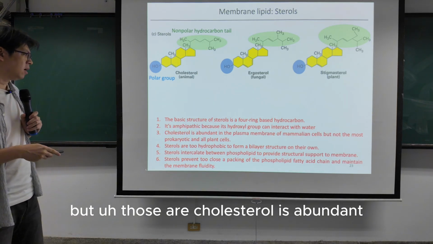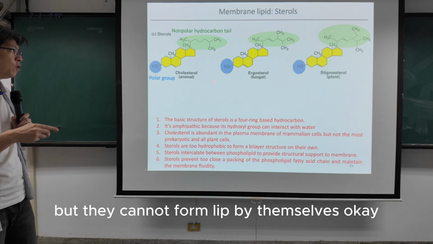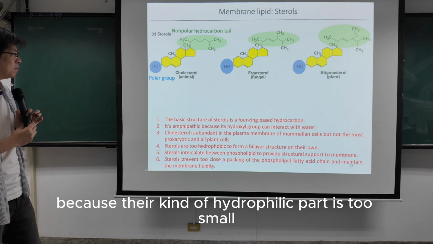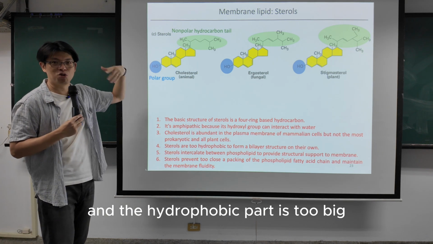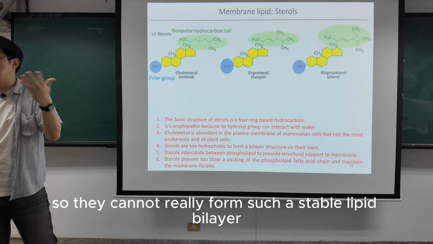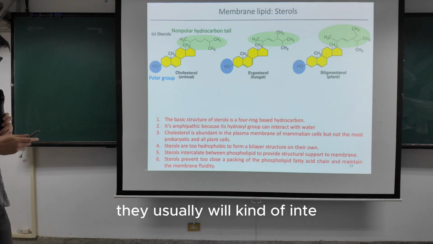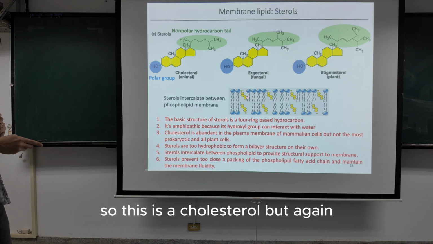But cholesterol is abundant, though it cannot form a lipid bilayer by itself, because its hydrophilic part is too small and its hydrophobic part is too big. So it cannot really form such a stable lipid bilayer. They usually integrate with other phospholipids. So this is cholesterol.